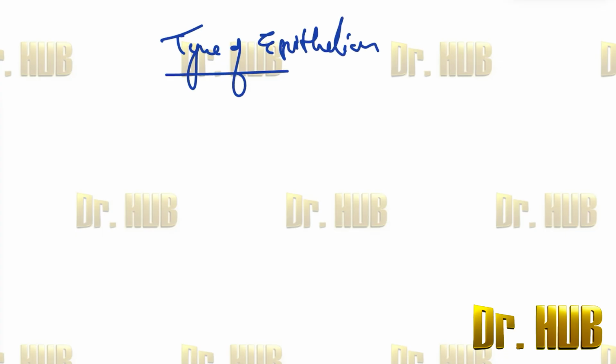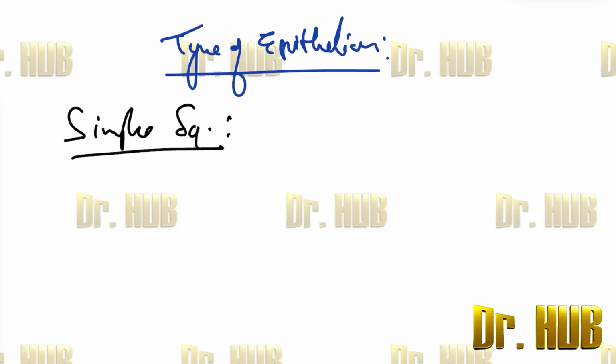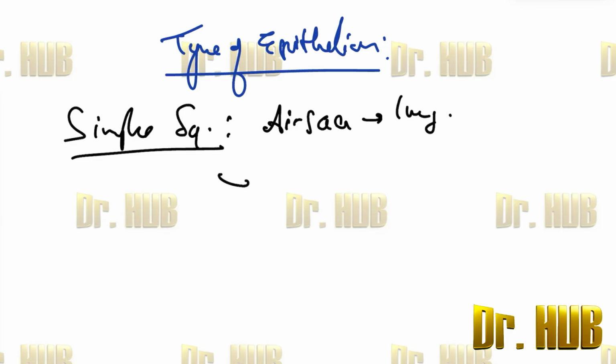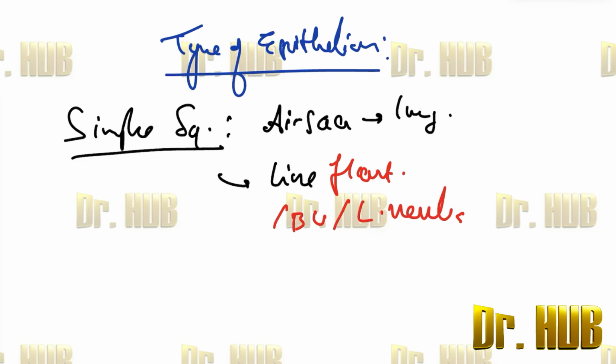Let's quickly understand the types of epithelium. First we move on to the simple squamous epithelium. The simple squamous epithelium is found in the air sacs of the lungs, and it also lines the heart, the blood vessels, and the lymphatic vessels.